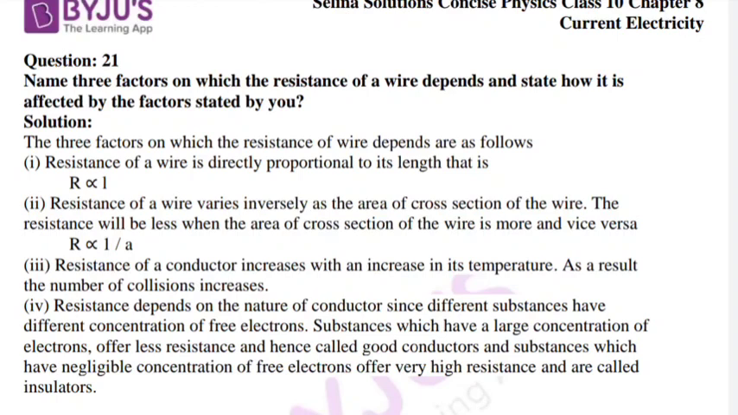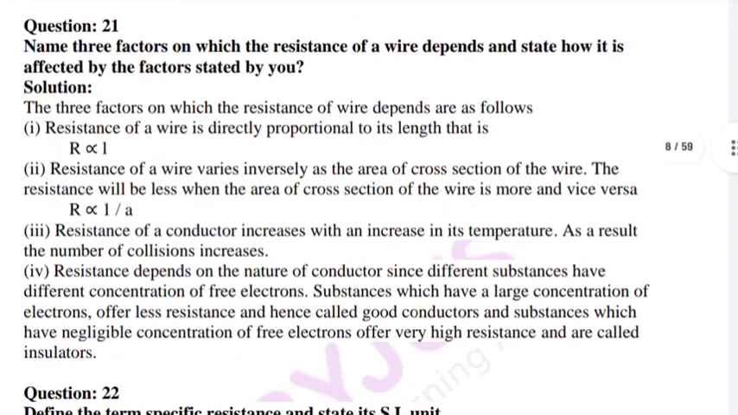Resistance also depends on the nature of a conductor, since different substances have different concentrations of free electrons. Substances which have a large concentration of free electrons offer less resistance and hence are called good conductors, and substances which have a negligible concentration of free electrons offer very high resistance and are called insulators. These were the factors on which the resistance of a wire depends and how it is affected.